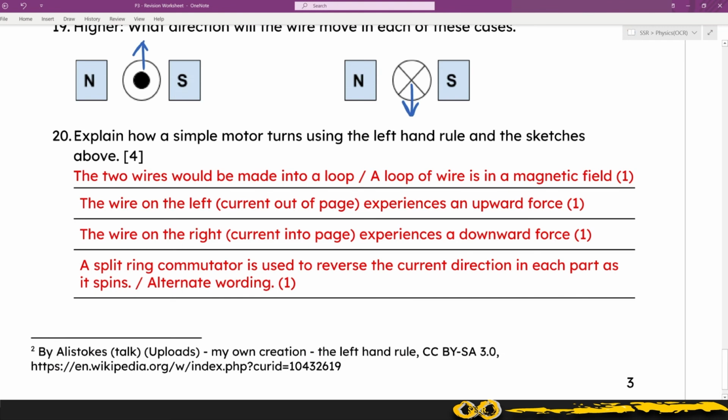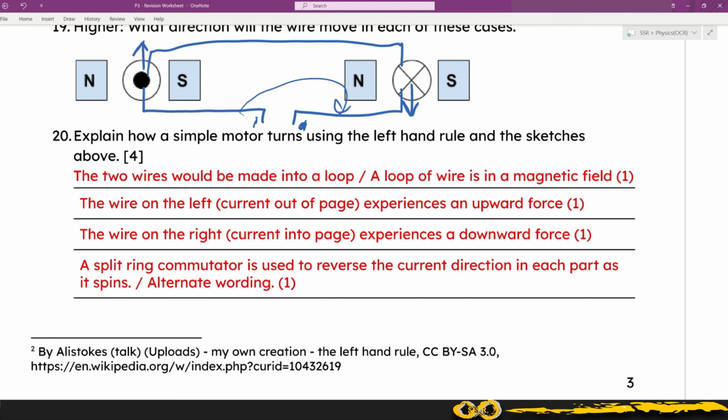So you need to mention at some point that there's somehow a loop formed between these wires, or that a loop of wire is in a magnetic field. And then in this case, we've got one going up and one going down, and that would cause a rotation. And then you need to use that split ring commutator so that when the wire is on the other side of the force, it's connected to the opposite side of the current source. And that would ensure that the wires on both sides are always experiencing an upward force on the left and a downward force on the right, meaning the rotation will be conserved.